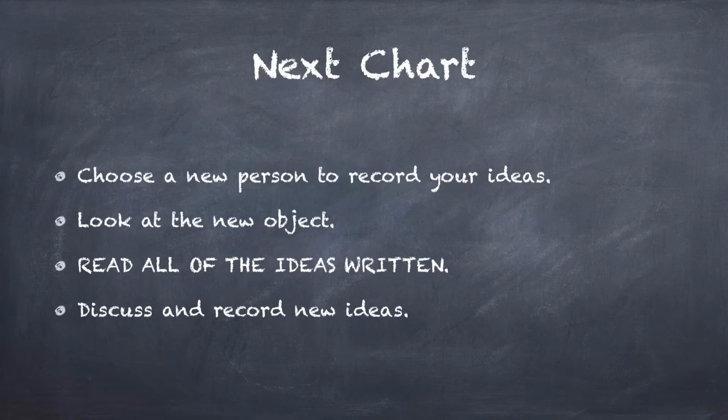When you hear me say rotate, you will move to the next chart with your group. Choose a new person to record for your group. Then, look at the new object on your chart and make sure you read all of the ideas that have been written on the chart. Then, discuss new ideas you have based on the questions from the board. You will continue through the same set of steps each time I say rotate until you have been to each chart paper.